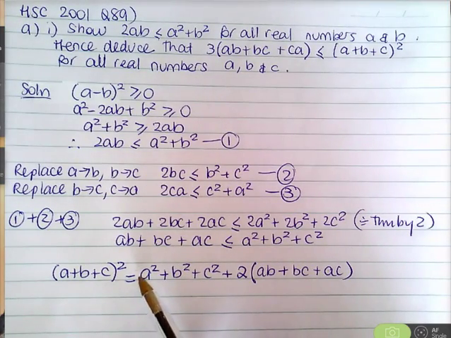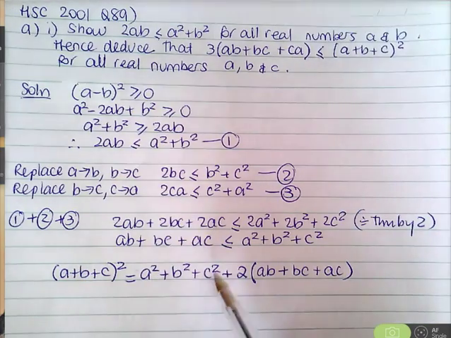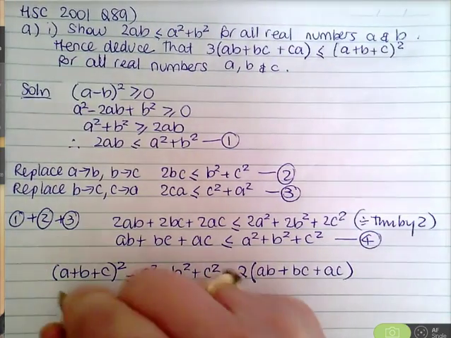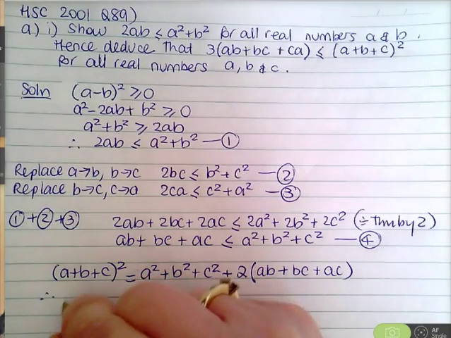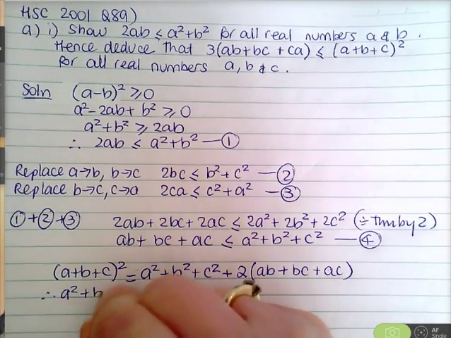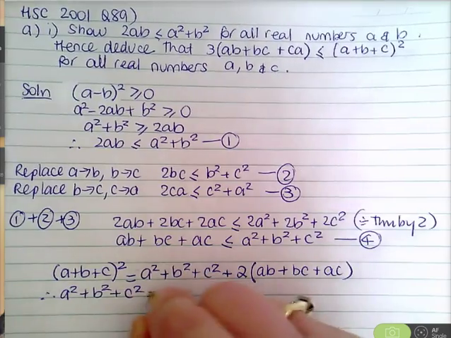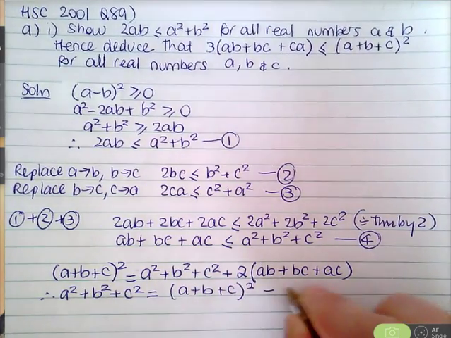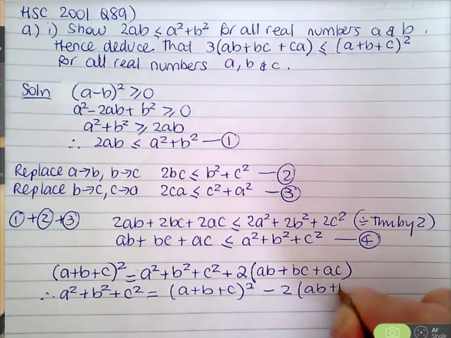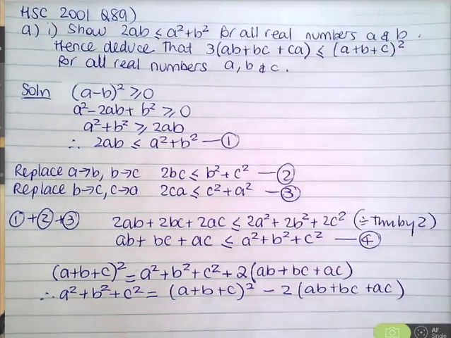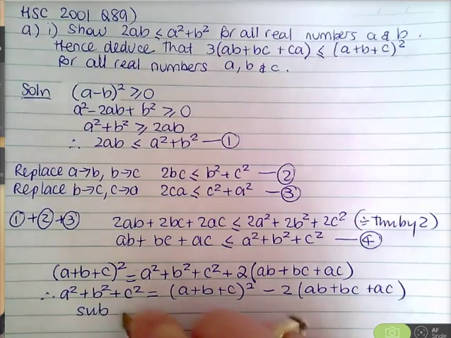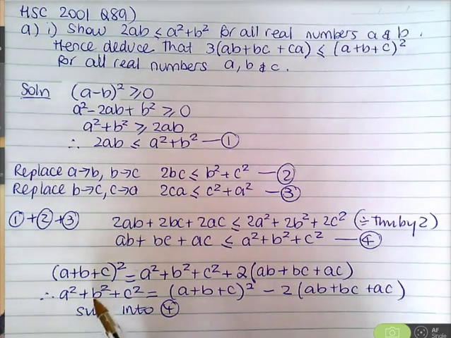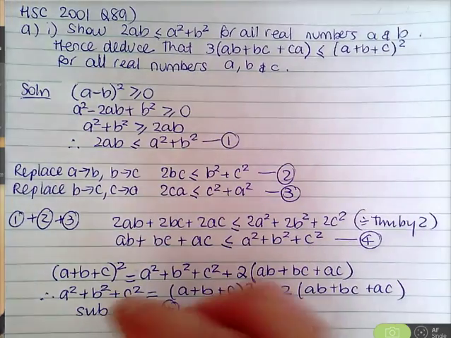I'll call this equation 4. Now, if we rearrange this, we would get A squared plus B squared plus C squared is equal to A plus B plus C squared minus 2 lots of AB plus BC plus AC. And now we're going to substitute that into equation 4. So substitute the A squared plus B squared plus C squared here into equation 4.